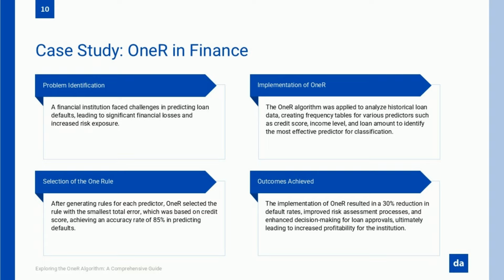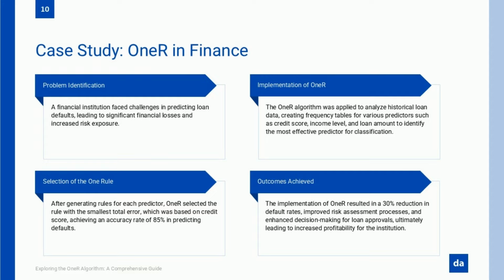The bank needed a predictive model to assess credit risk effectively, but the existing methods were either too complex or too time-consuming for practical use. They needed a solution that was both fast and interpretable. That's when they turned to the OneR algorithm.